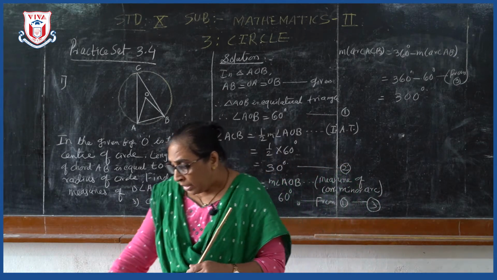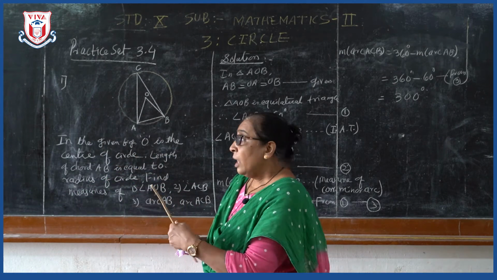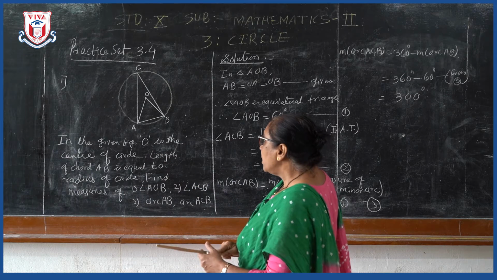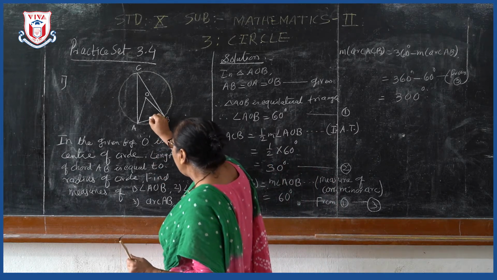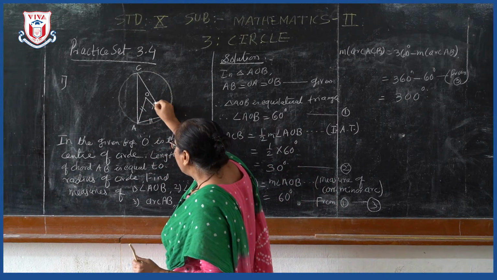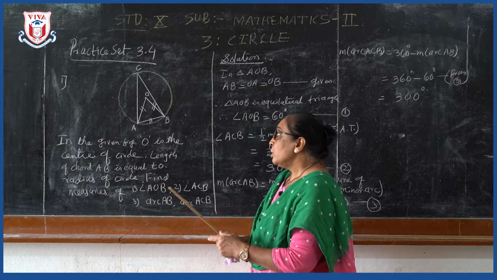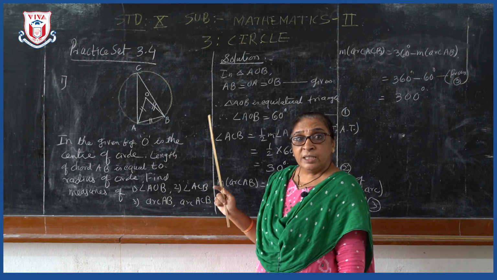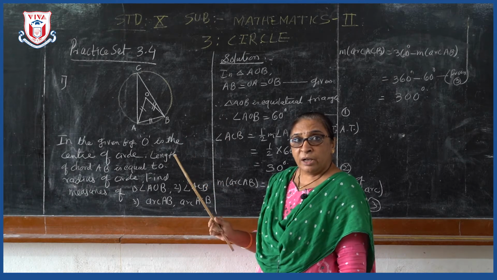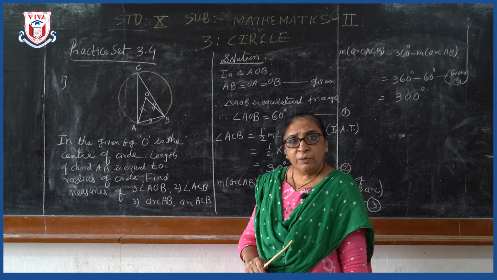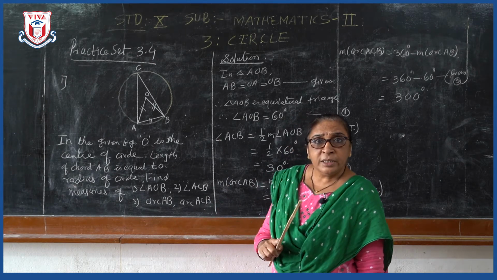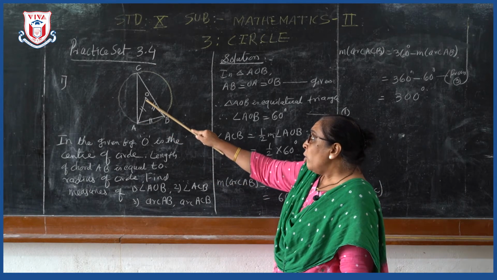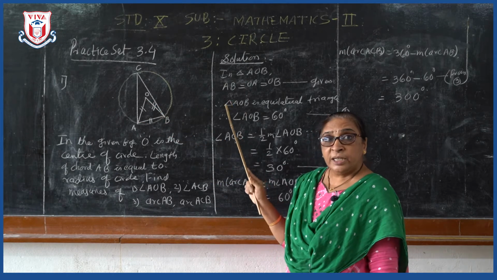Now, children, here it is given that length of the chord AB is equal to radius of the circle. That means AB is equal to OA is equal to OB. So, what kind of triangle is it? It is the equilateral triangle. And what is the measure of each angle of equilateral triangle? It is 60 degree. And therefore, here angle AOB is also 60 degree.